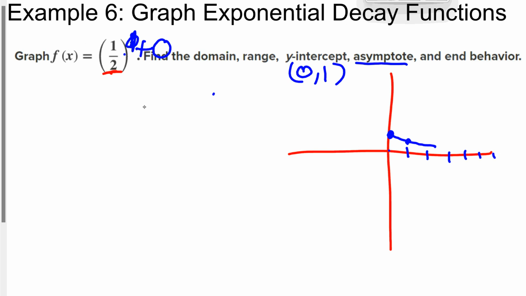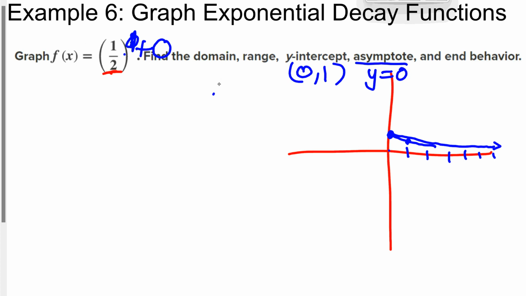Am I ever going to get below 0, right? Because 1/2 times 1/2 times 1/2 times 1/2 times 1/2, right? I get 1/16th, I get 1/32nd, I get 1/64th. I keep on just doubling my denominator, right? So I'm never going to cross that 0. So my asymptote is y equals 0.